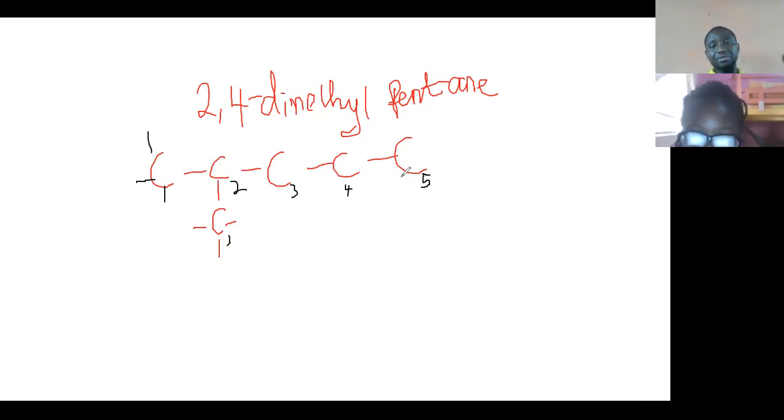The first thing is to identify the longest chain. If I take this 1, 2, 3, 4, 5, let's assume I blinded this one, it's still going to give me 5, which is pentane as my parent chain. If I put these 2, it's going to give me 2-methylpentane. It's still the same thing. So I wanted you to come to that understanding.